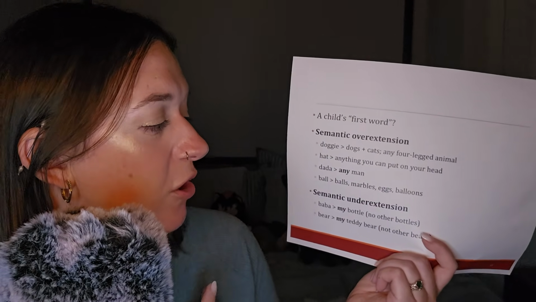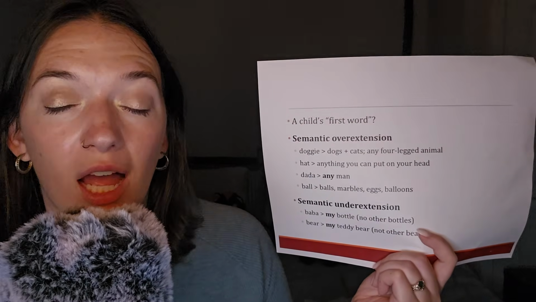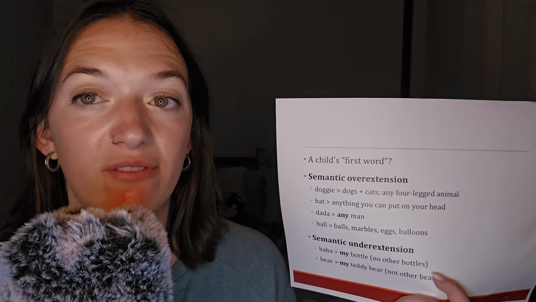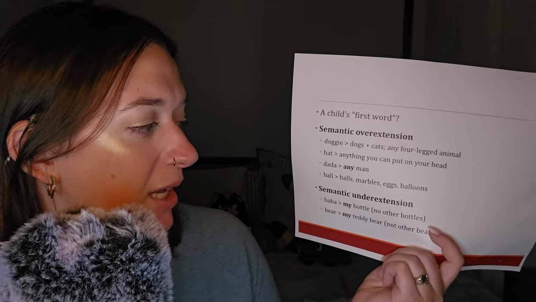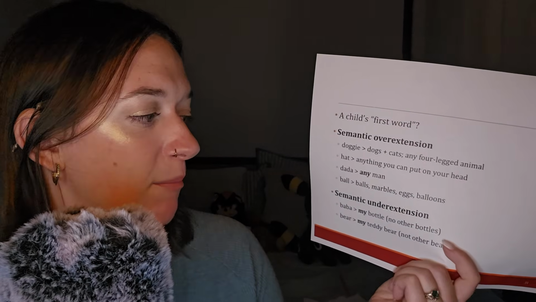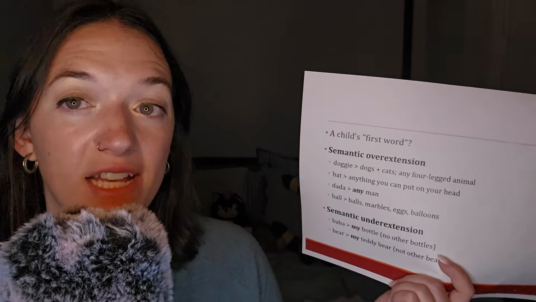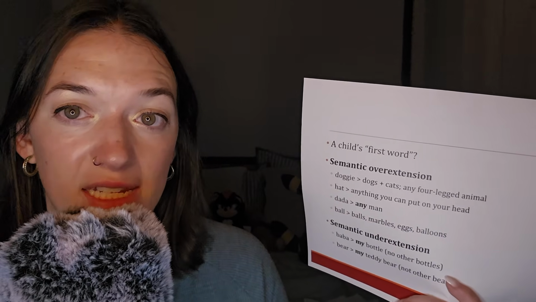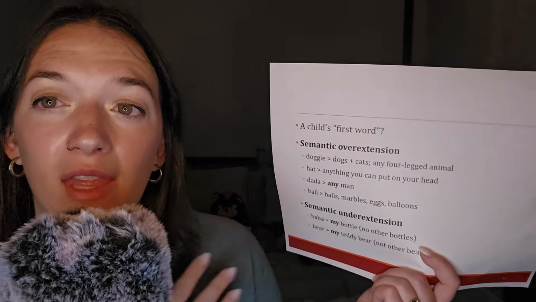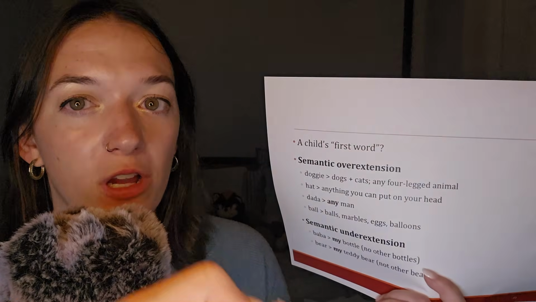And they might also use semantic underextension. This often applies to things that the child has a close relationship with or only interacts with very few of. So baba might specifically mean my bottle and not any other bottles. Bear means my bear and not any other bears. So if a child has a very close relationship with an entity or an object, they might underextend semantic meaning and really only talk about the specific one that they have in mind or interact with frequently.